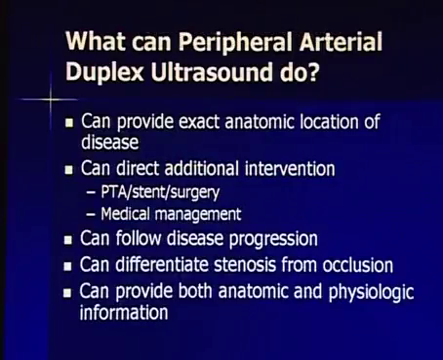What can peripheral arterial ultrasound tell us? Well, certainly we can find the exact level of disease. We can find out exactly which vessel is involved and over what extent. And that information is important to clinicians following these patients.